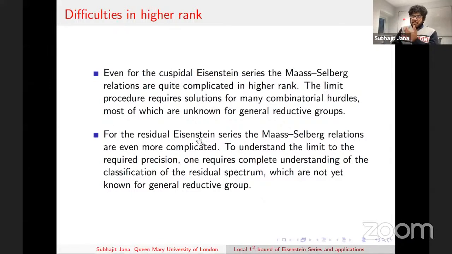So there is a formula by Arthur, who computed the inner product of two general Eisenstein series, meaning which are also induced from general discrete series, not necessarily cuspidal. But that formula is only approximate, and the approximation error is not explicit or not useful for our purpose. So that is the second layer of difficulty.